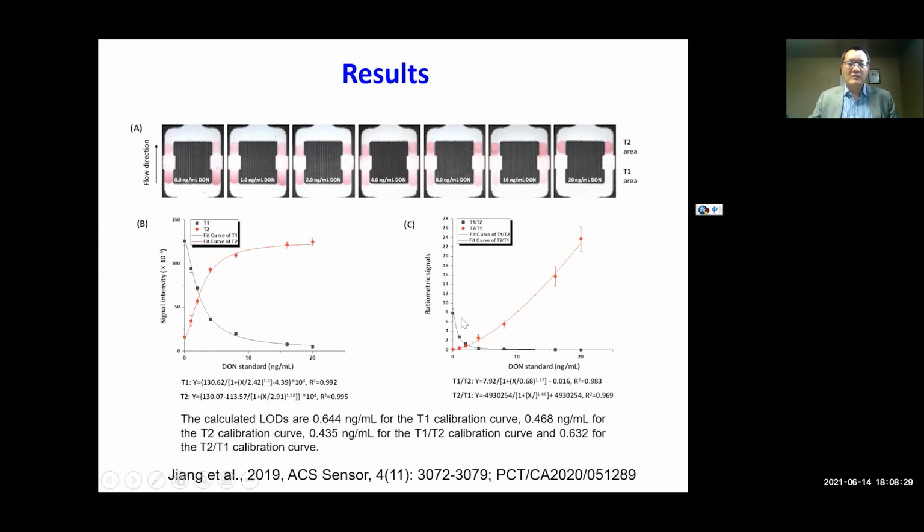Okay, so we use the ratio to do the correlation: T1 over T2, and T2 over T1, to do the calibration. With different calibrations, the limit of detection is 0.644 nanogram per ml for the T1 calibration, 0.468 nanogram per ml for the T2 calibration, 0.435 nanogram per ml for the T1/T2 ratio calibration curve, and 0.632 for the T2/T1 ratio calibration curve. Okay.